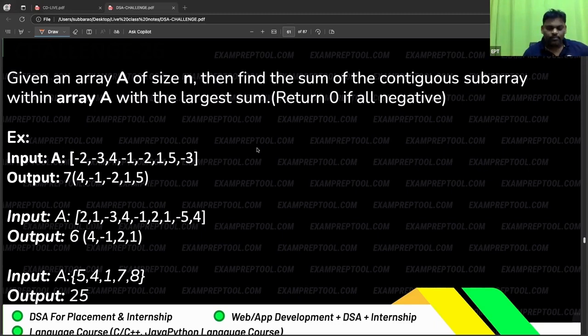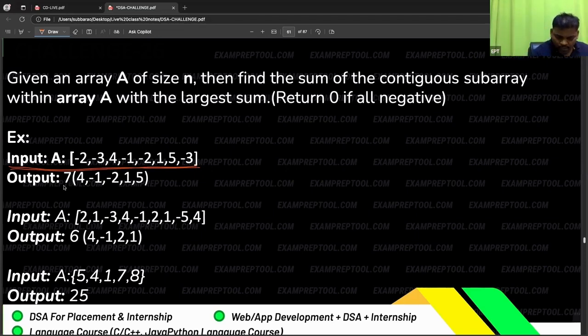You can see this challenge we gave yesterday, challenge number 26. I am going to give the answer now. Can you read the problem once again? One array is given. Find the sum of the contiguous subarray within array A with the largest sum. So in this array, you have to find one subarray whose sum is maximum.